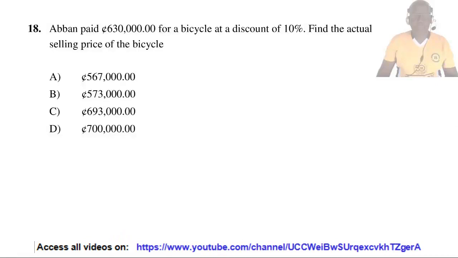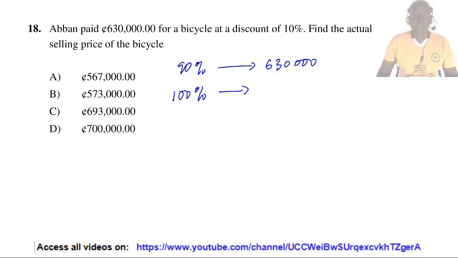Question 18. Aban paid 630,000 for a bicycle at a discount of 10%. Find the actual selling price of the bicycle. The bicycle was sold at a discount of 10%. This means that Aban paid 90% for the bicycle. That is 100% minus 10, so 90% will correspond to 630,000. Therefore, 100% is going to give us more.